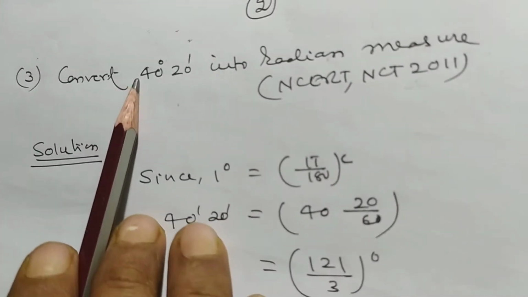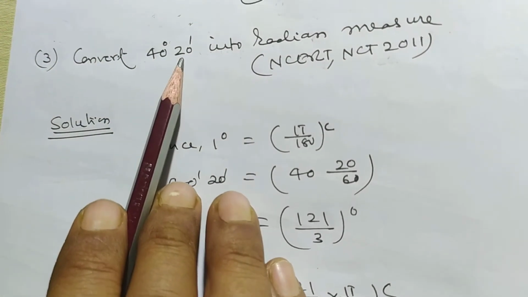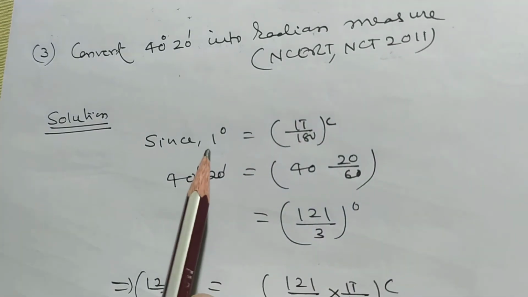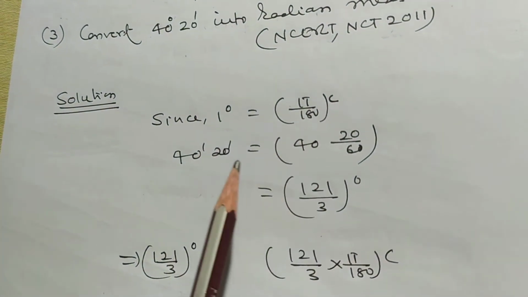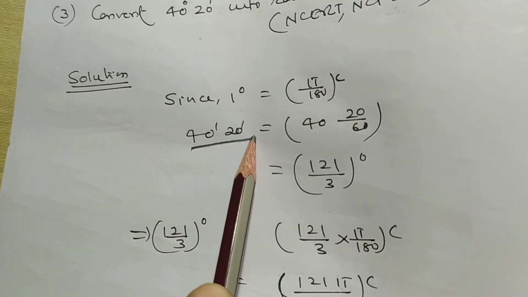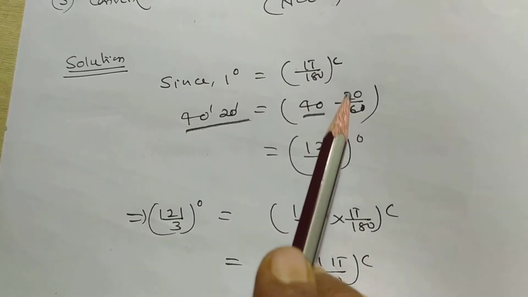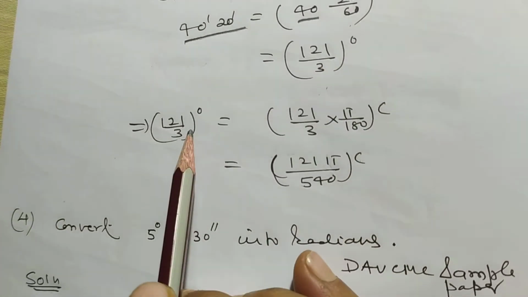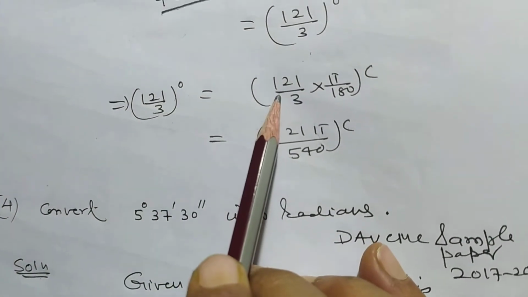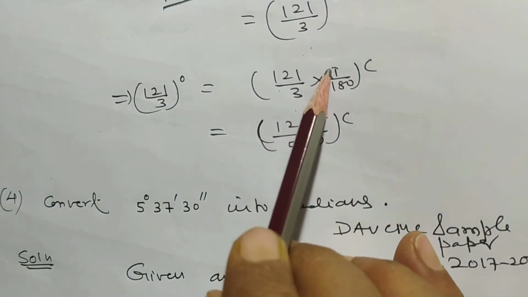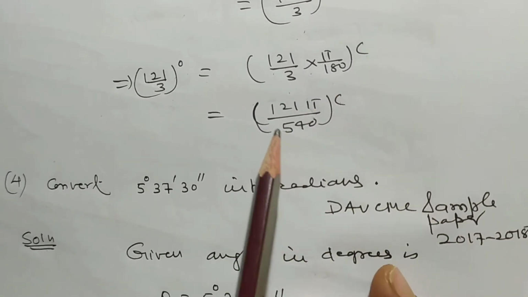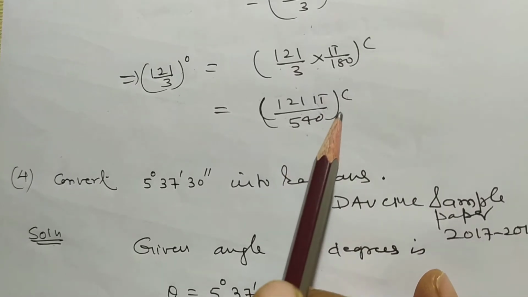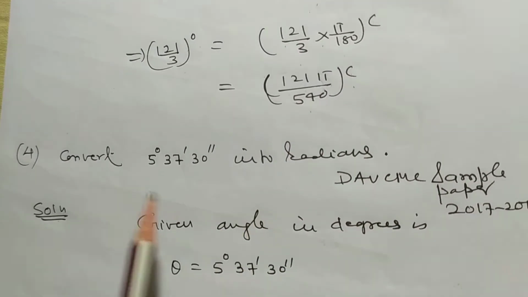So now problem number 3, convert 40 degree 20 minutes into radian measure. 1 degree is equal to pi by 180 radian. So 40 degree 20 minute is equal to 40 plus 20 by 60, that is 121 by 3 degree. And 121 by 3 degree is equal to 121 by 3 into pi by 180 radian. So it will be 121 pi divided by 540 radian.